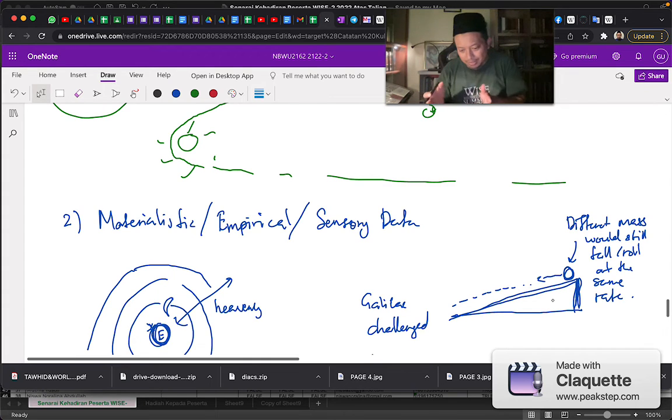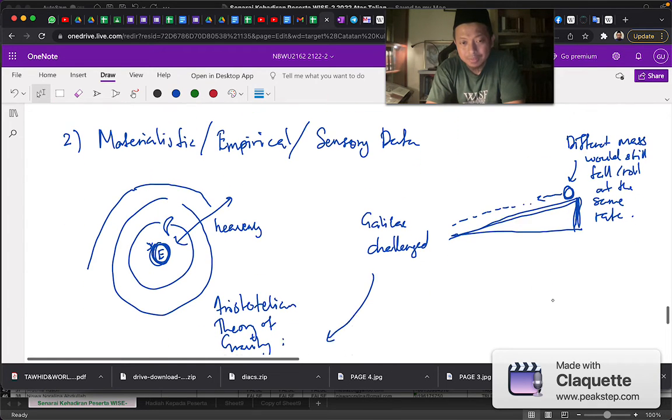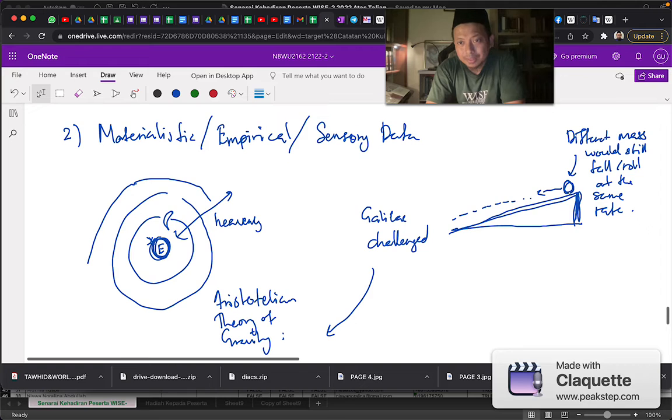Set the experiment in such a way that everything else is equal except the mass. So now we just let cannonballs of different mass roll down the slide. If Aristotle's theory of gravity is true, the greater the mass, the higher the rate of descent, the quicker the cannonball will roll, given equal distance. Okay.